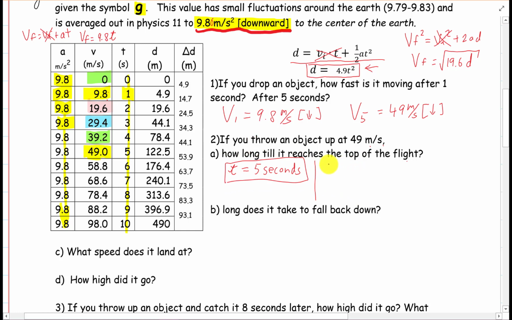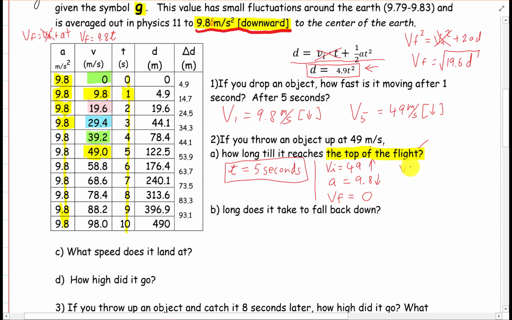Well, this is the same as initial speed is 49 up, acceleration is 9.8 down, and the final speed is 0. Because when it's at the top of the flight, there's the trick, as I stated standing up at the front of the class about 15 minutes ago. The top of the flight, the top of the motion, when it stops, is an important part of the traveling. That's when it stops.